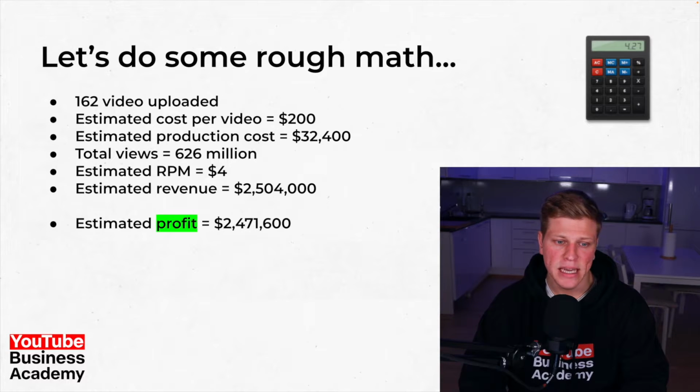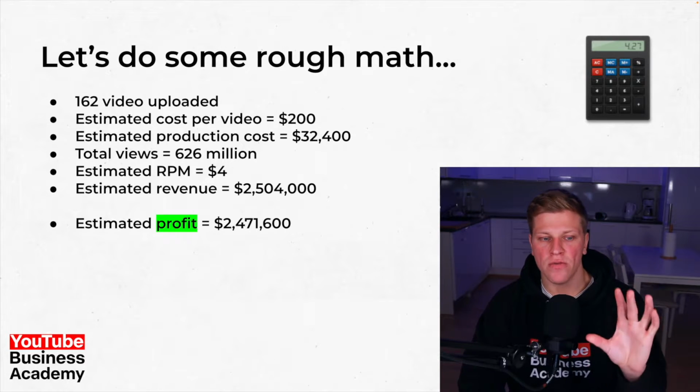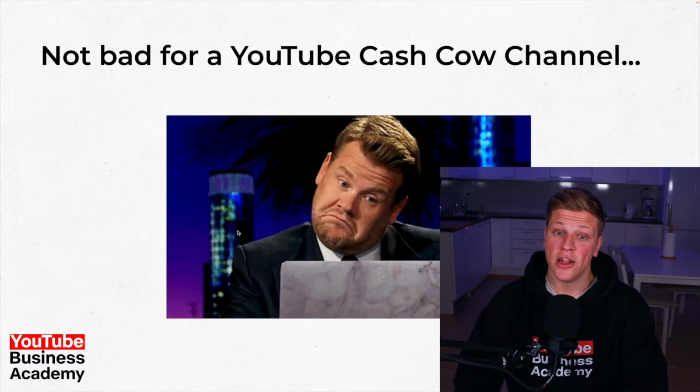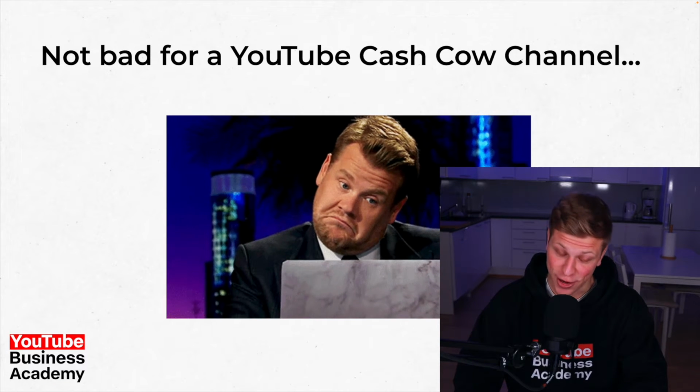What this basically means is that for the amount of views they have, they've pulled in approximately $2.5 million in YouTube AdSense revenue. Now, if we subtract $32,500 from $2.5 million, we get an estimated profit of about $2.47 million for the Rebound channel. Not bad for a YouTube Cash Cow channel.